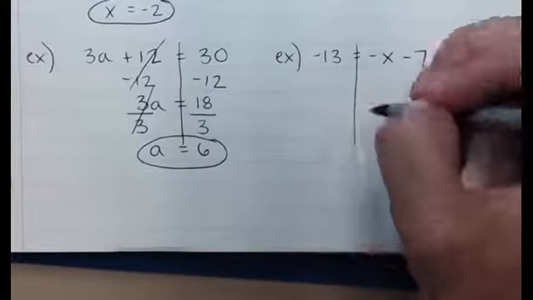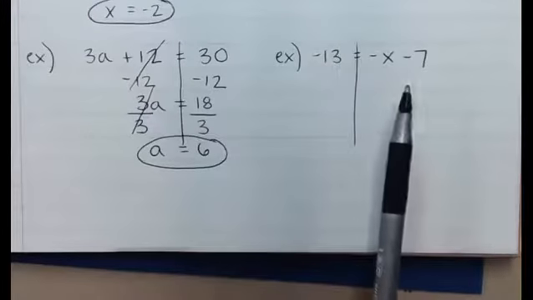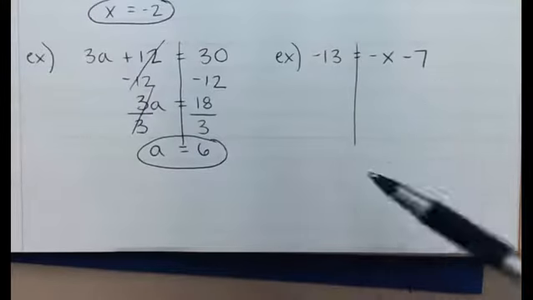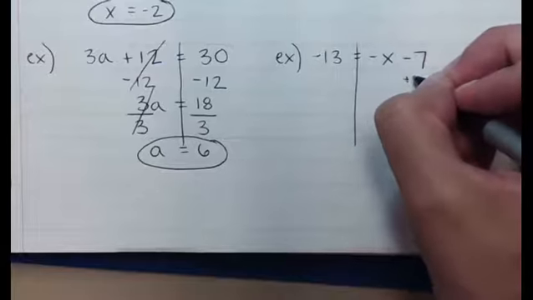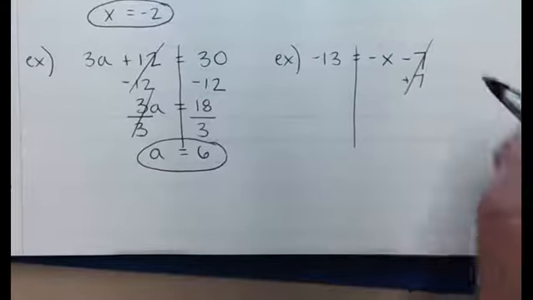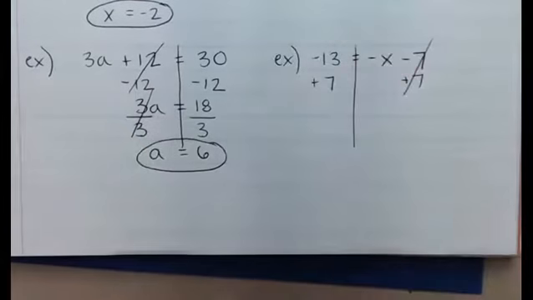Okay, first thing I'm looking for is the number that's not attached to the variable. So I have negative x minus 7. Let's get rid of that minus 7 by adding 7. So those cancel out. And I'm going to add 7 over to the left side.